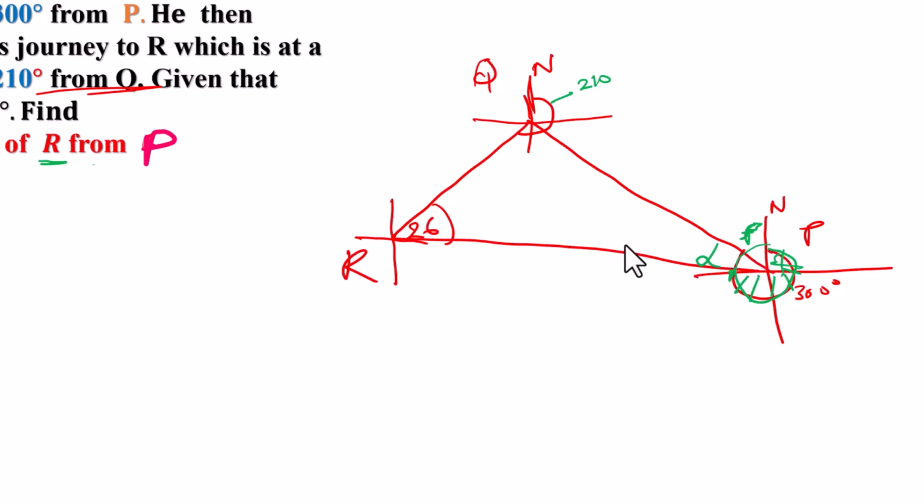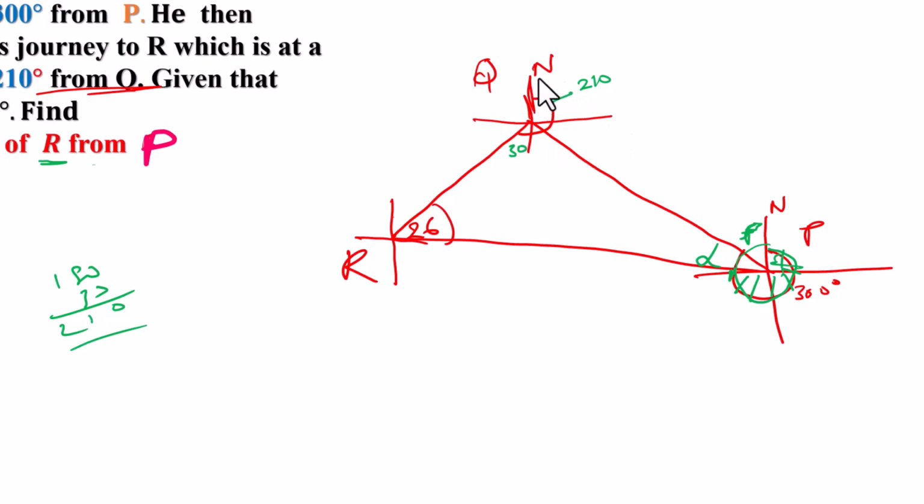From this side to this side is 210, and we know from this side up to this side is 180. So 180 plus what value will give us 210? 180 plus 30 is 210. So this side is 30 degrees. What about this side?